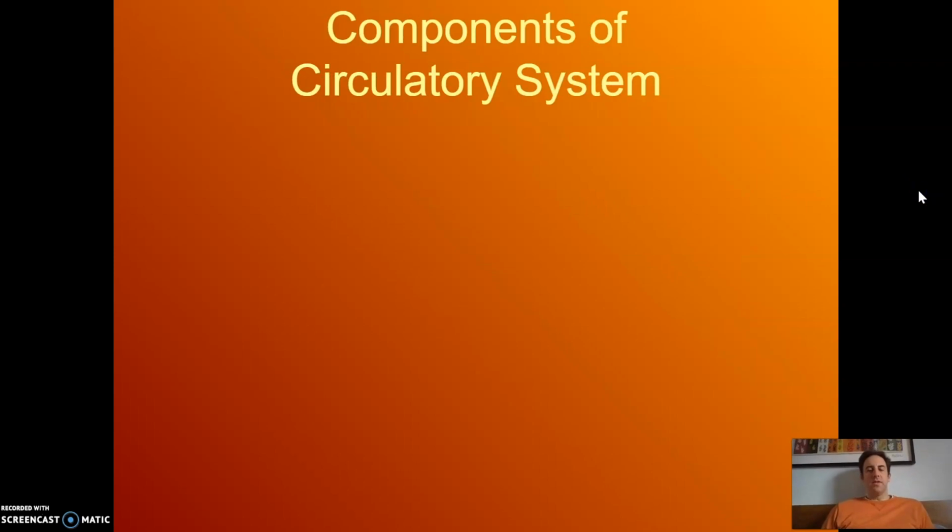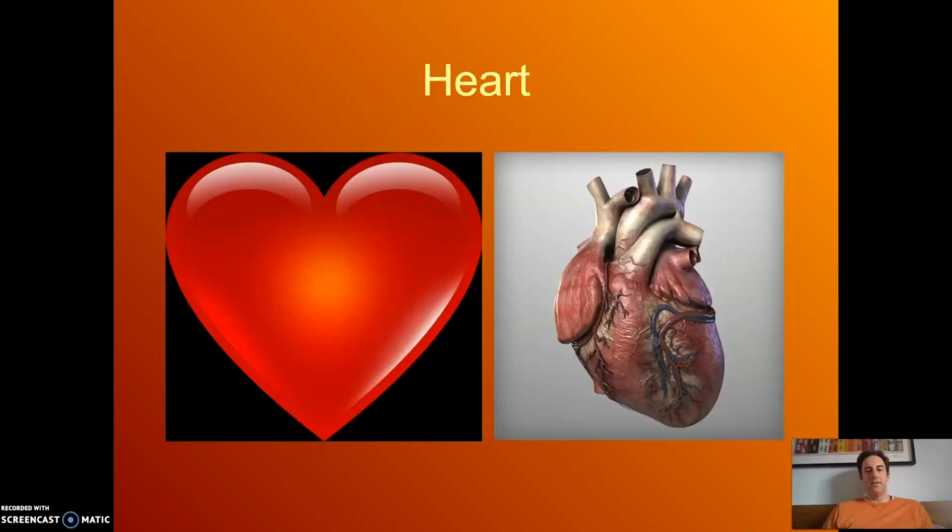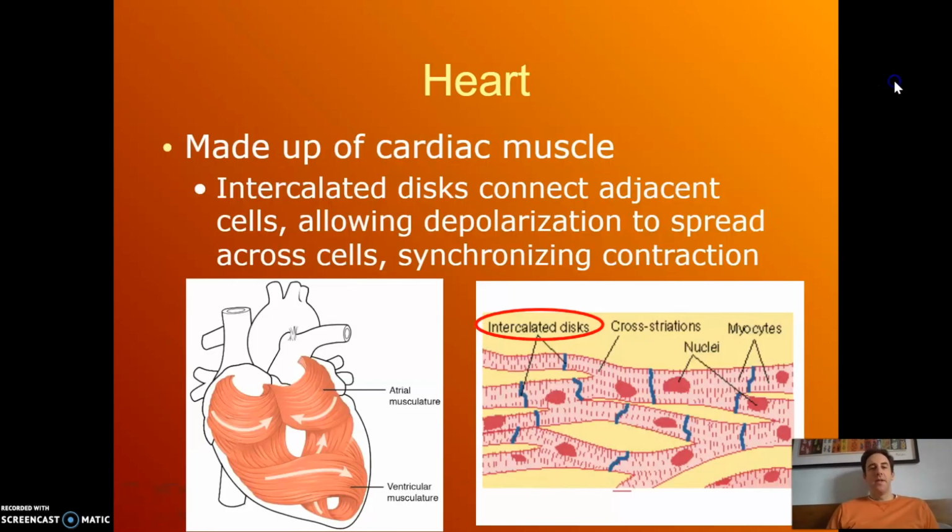So let's begin looking a little bit more closely at the different components of the circulatory system, today focusing on the heart. So here we have the anatomically correct diagram of a heart. Here's a hallmark version. The heart is made up of cardiac muscle. You may remember there's skeletal, smooth, and cardiac muscle.